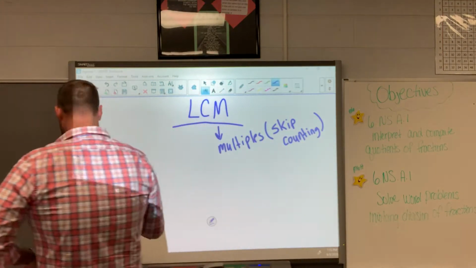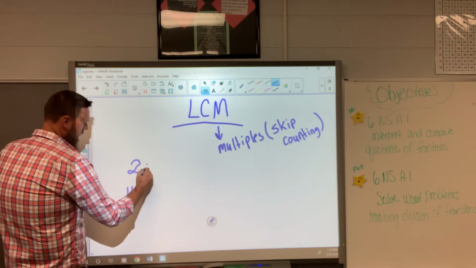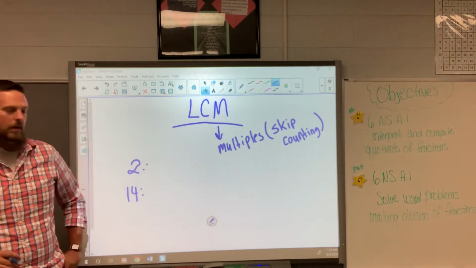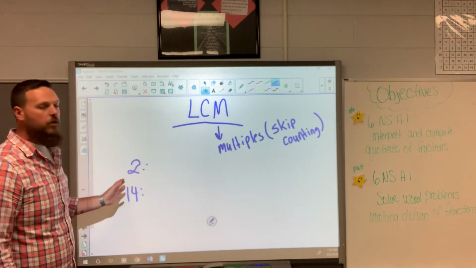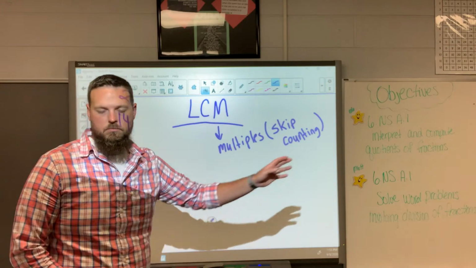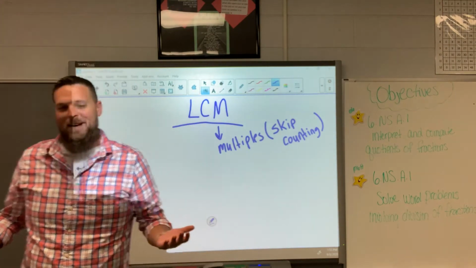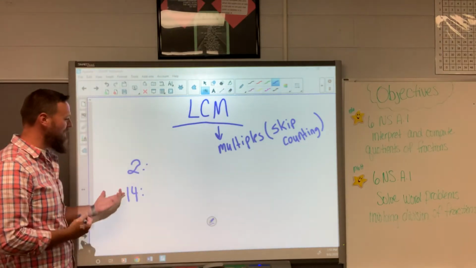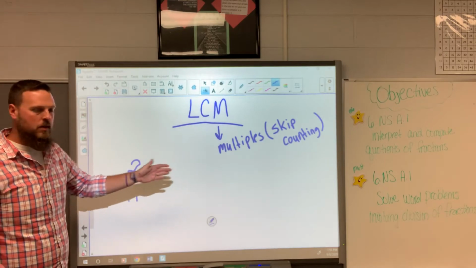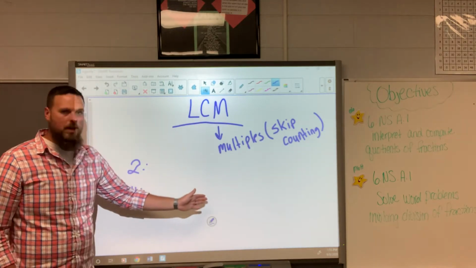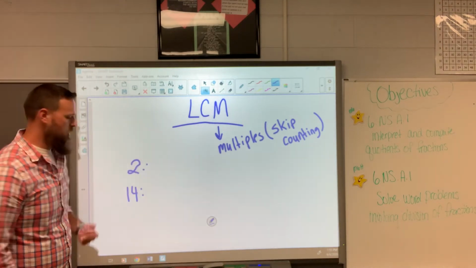So we have 2 and 14. Here's the strategy I like to do: there are an infinite amount of multiples. You can skip count 2 until you can't, I don't know, until you die. There's an infinite amount of multiples that you can use. So my strategy is do 5 and 5. Skip count 5 times and stop. Skip count 5 times and stop. And compare. If you don't have anything in common, skip count again.